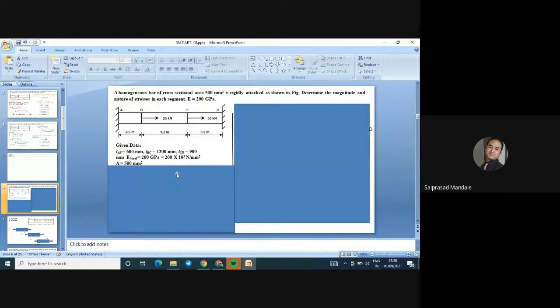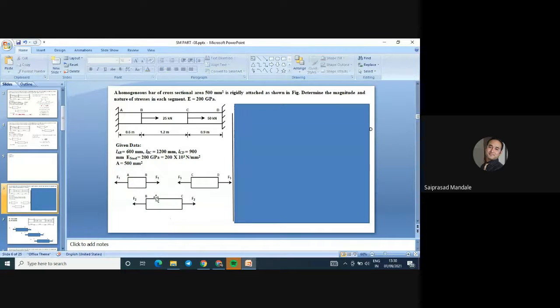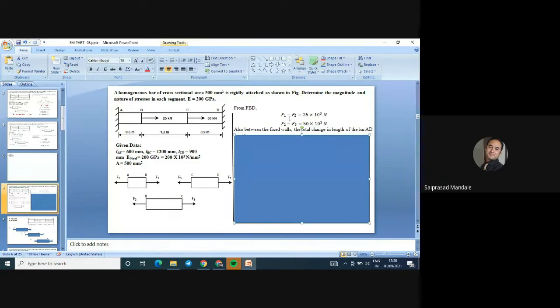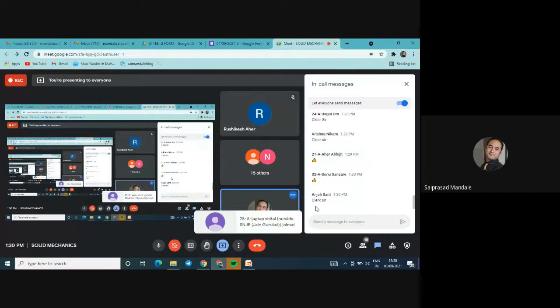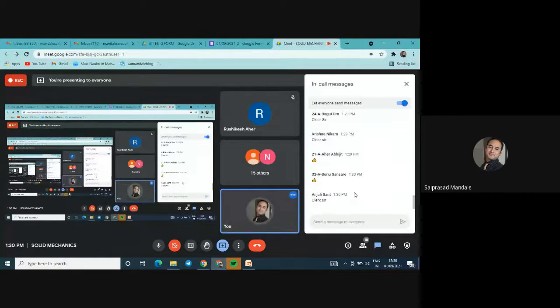So let us check. What I have done, I have drawn the free body diagram. 1, 2, 3 is there, and then F1 minus F2 is equal to 25, and F2 minus F3 is equal to 50 kilonewton. Okay, done. So what is the next step? The total elongation is equal to how much?